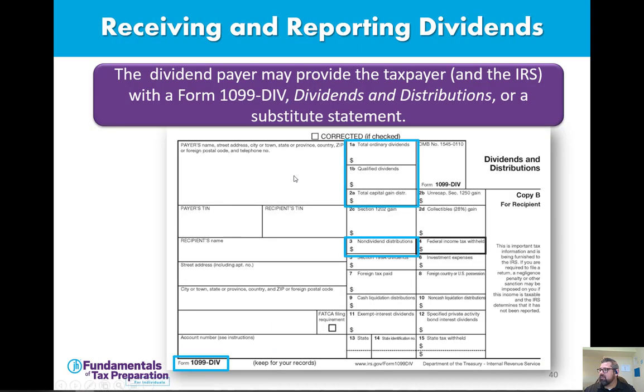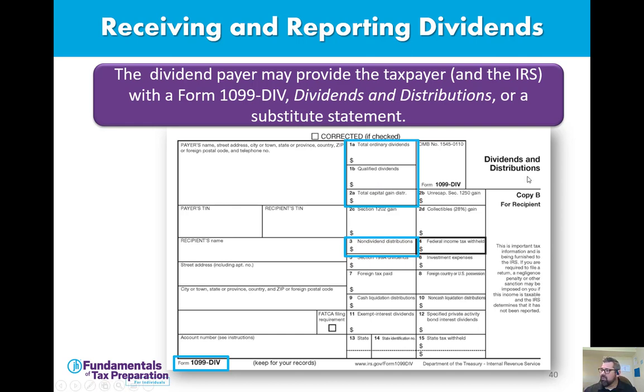So this is the 1099-DIV form. We've got ordinary dividends listed up here, qualified dividends listed in box 1B, total capital gain distribution in 2A, and non-dividend distributions in box 3. When you pull up Profiler, you're actually going to see this form, and all you do is take the information listed on the form that your client gave you, put it into Profiler, and Profiler basically does the work for you.